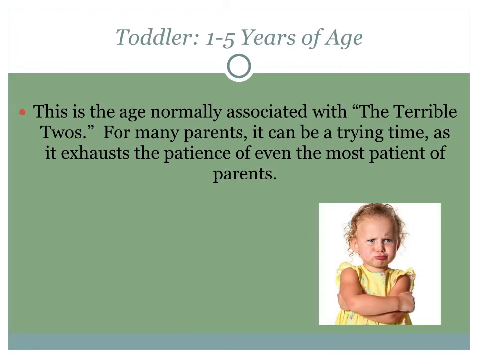Now, the toddler age is normally associated with the terrible twos, so to speak, although I must admit to you that sometimes I have seen it as the terrible threes as well. For many parents, it can be an incredibly trying, exhausting, and challenging time, as the patience of even the most patient of parents can be tested to the limit. And this is when a parent becomes exhausted during the times of the terrible twos.